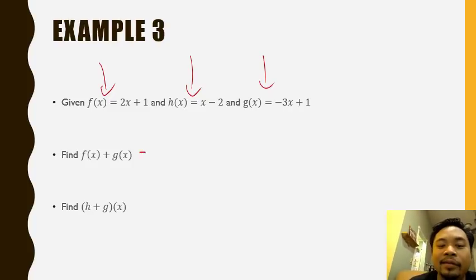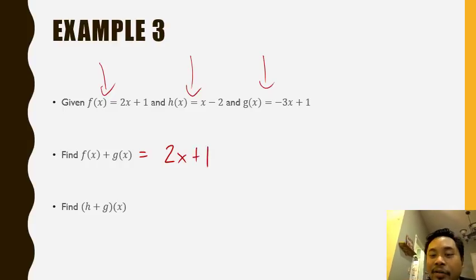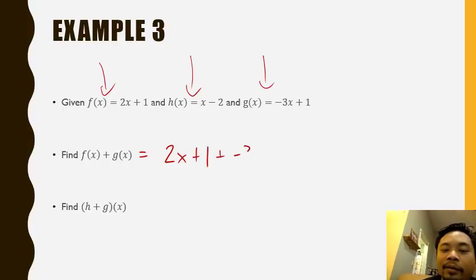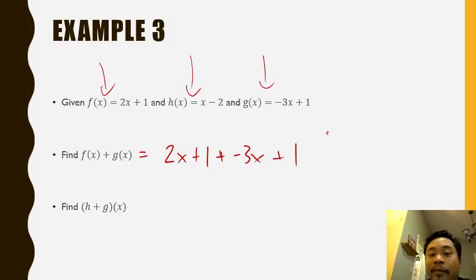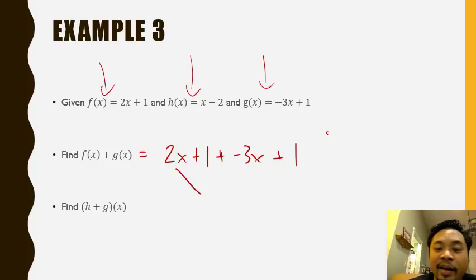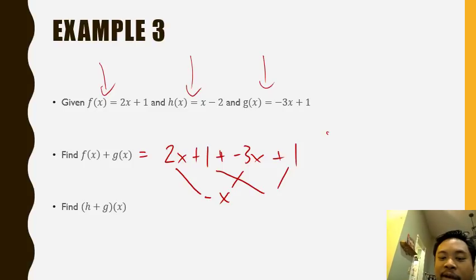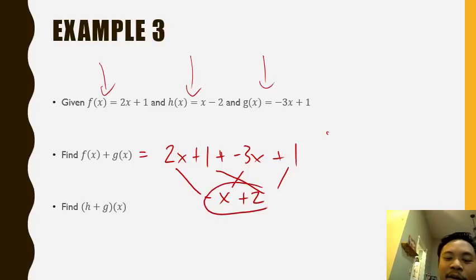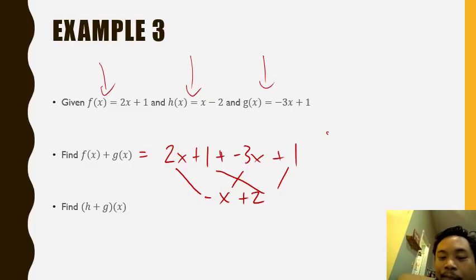So in order to add these two functions together, f of x is 2x plus 1, and I'm going to add to it negative 3x plus 1. So now all I've got to do is the same thing that we were doing before in the previous two examples, which is collecting like terms. I see I have 2x and a negative 3x. That gives me a negative 1x, or a negative x here. And last but not least, I've got a 1 and a 1, which gives me a positive 2. So my super function here, after I add it all together, is negative x plus 2.